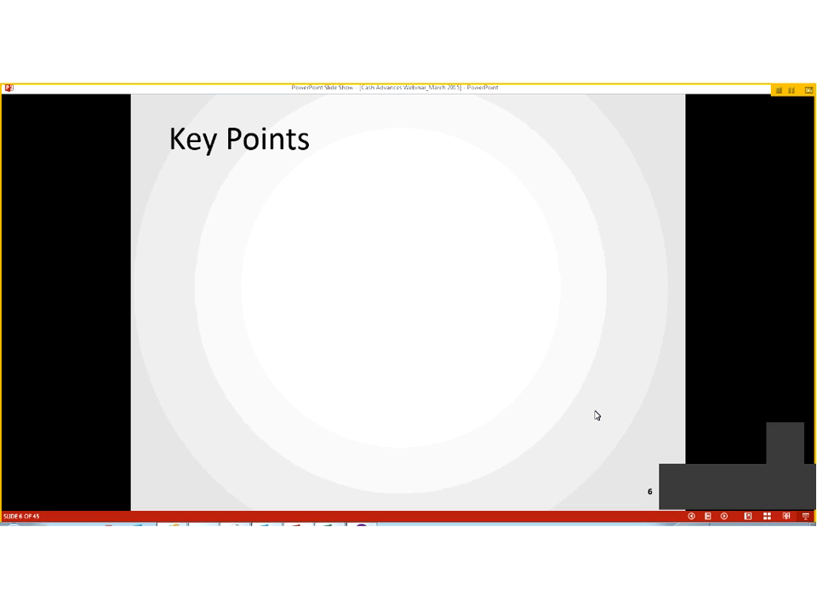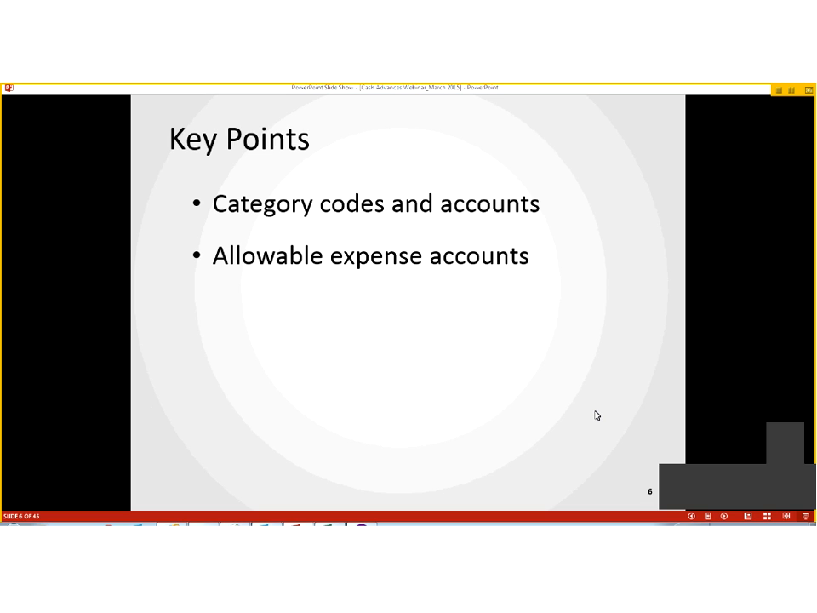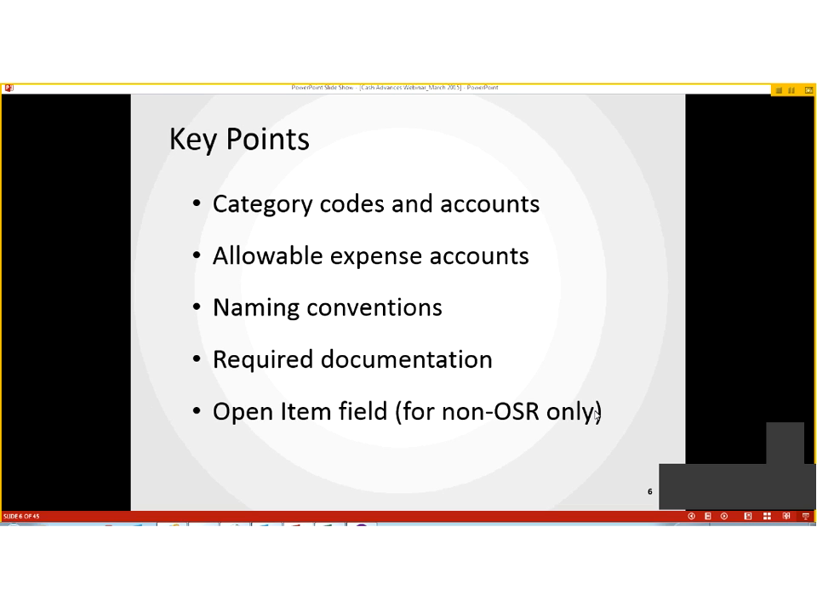All right, so I have some key points I need to cover as background before I demonstrate how to create a campus voucher to create the initial request. Those key points are category codes and accounts associated with cash advances, allowable expense accounts that you can use cash advances for, naming conventions you need to use when you enter all the documentation around cash advances, the required documentation you need to submit along with both your initial cash advance and your settlement journal, and also this concept of an open item, which is for non-OSR cash advances only.